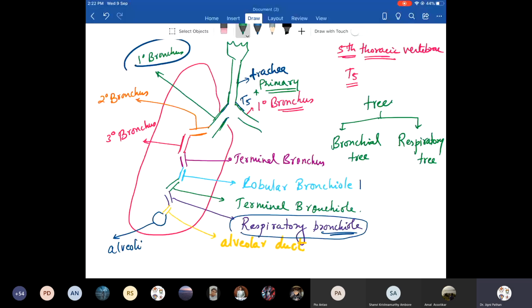Respiratory tree. The bronchial tree is from where to where, my dear students? The bronchial tree is until the terminal bronchiole. 1, 2, 3, 4, 5 and 6. So 1 to 6 comes under the bronchial tree, whereas 1, 2, and 3, that is 1 to 3, comes under the respiratory tree.